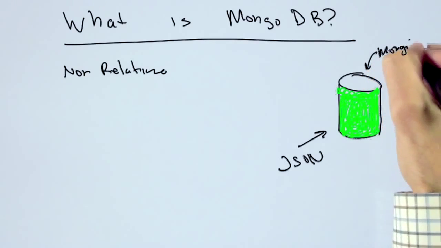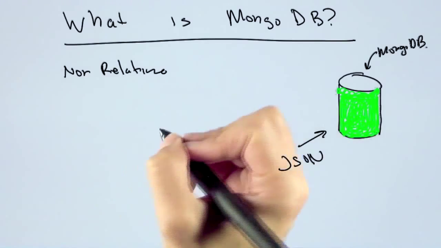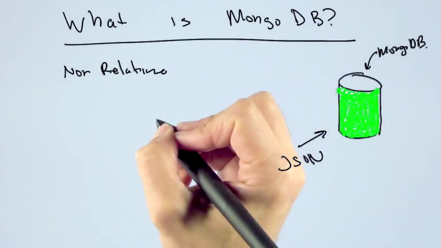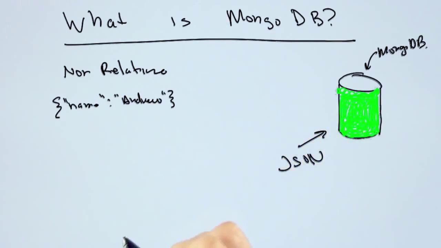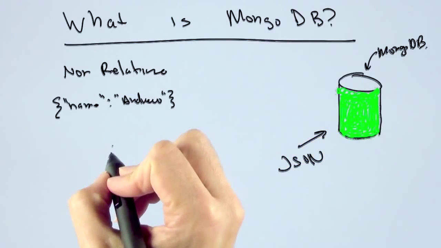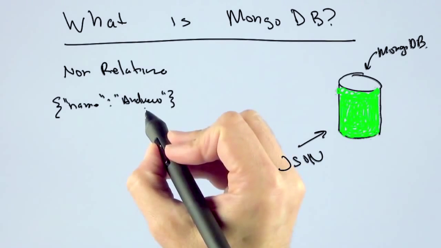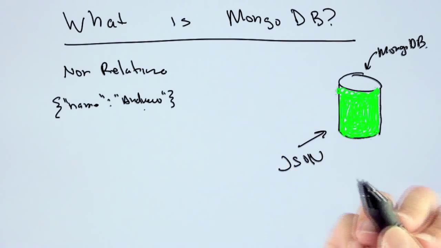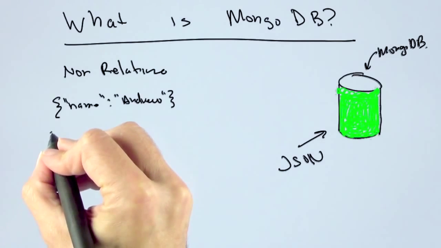So, what is JSON? Well, JSON stands for JavaScript Object Notation, and it looks like this. There's an opening brace, and there's a key, and then a value. So here's a very simple JSON document, and the JSON document has the key name and the value Andrew. You can create a more complex JSON document. Here's a slightly more complex JSON document.